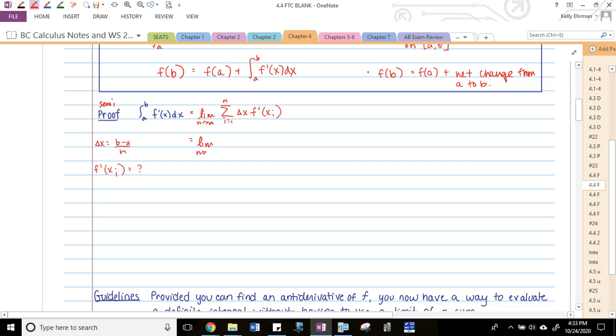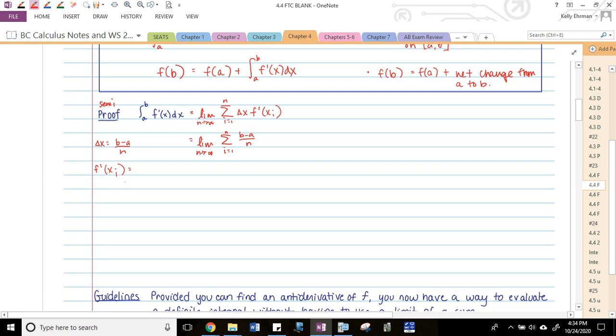So now I have the limit as n approaches infinity of the sum from i equals 1 to n of b minus a over n times, actually, let's not write f prime of x sub i right now. We have to have something to sub into that. So what are we going to put in? I need some sort of expression. Remember, x sub i represents an endpoint of a rectangle, and it can be anywhere. It doesn't have to be at b, it doesn't have to be at a, it can be anywhere on the interval.